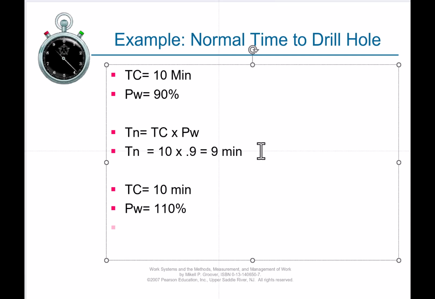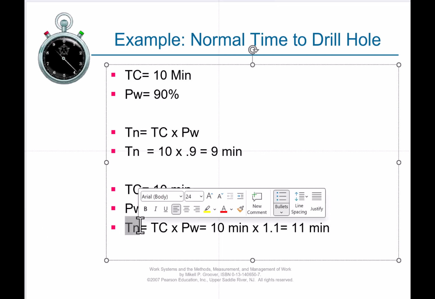So now, in order to calculate the normal time, we're going to use the observed time times the performance of the operator, which is 10 minutes times your 1.1. So that means that the operation should be taking around 11 minutes. Okay, so hopefully with this example you're able to understand and calculate how you can adjust the observed time to what is called a normal time by using the performance of the operator.